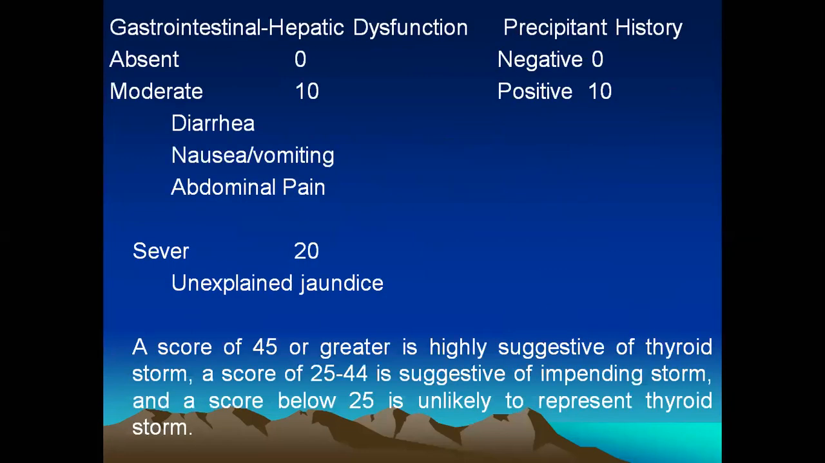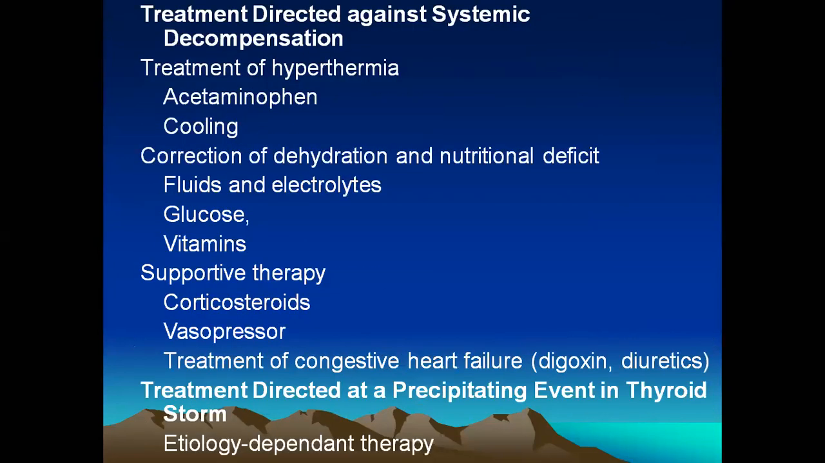So gastrointestinal symptoms are also there. You can see whether they are present or absent: diarrhea, nausea, vomiting, then jaundice. A score of 45 or greater is highly suggestive of thyroid storm. A score of 25 to 44 is suggestive of impending storm, and a score below 25 is unlikely to represent thyroid storm. So this is the scoring system. Now this is a very serious form, and even with a lot of treatment, the patient mortality rate is quite high. 90% of people die.